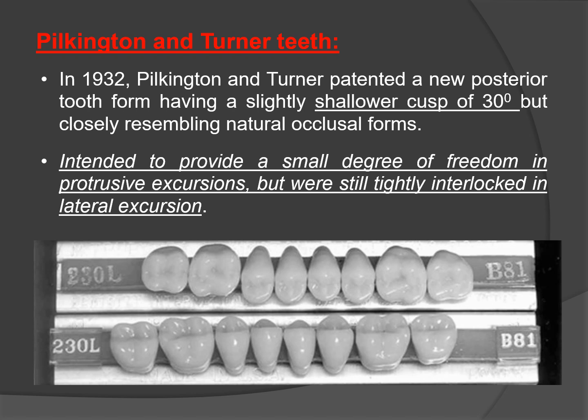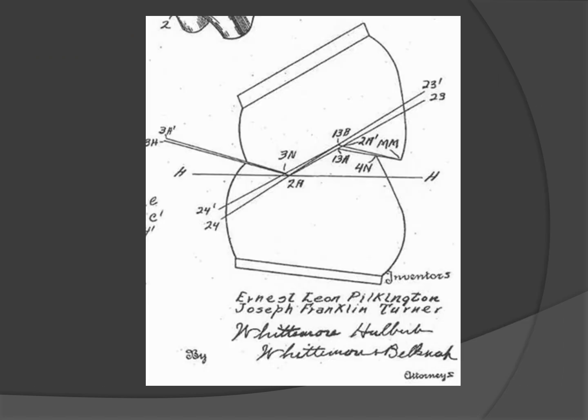The next type of anatomic teeth is the Pilkington-Turner teeth. So they had a shallower cusp, relatively shallow compared to Gysi's teeth. Whereas instead of true interdigitation or tight interdigitation, these teeth provided some amount of freedom in protrusive excursions, but they were tightly interlocked in lateral excursions. So this is the diagram of your Pilkington-Turner teeth.